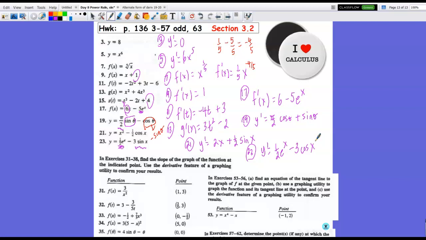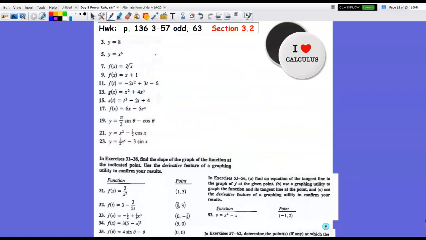It looks like I'm missing some problems here, so let me go and find those real quick. So I'm going to pause this video. So I went back and took a look at the problems that are missing, and they are intentionally missing, and they are not in your packet. So we're good to go, even though the assignment says 3 to 57 odd. We're not doing the ones that are not on this page because you do not have those.